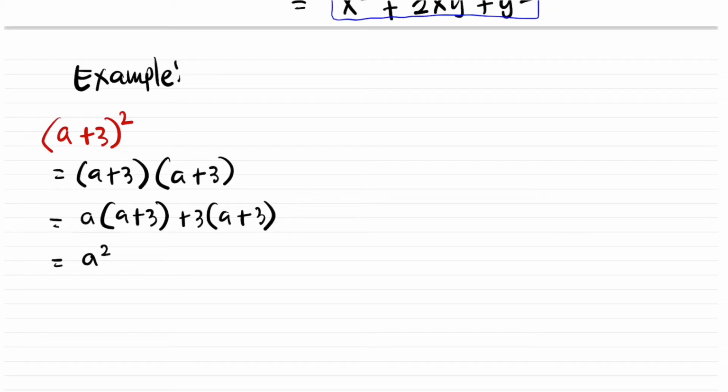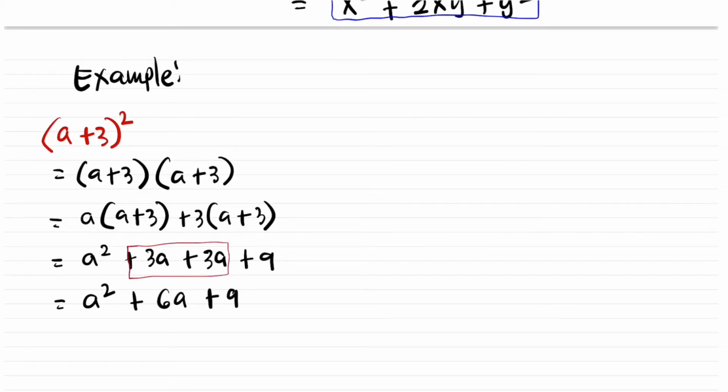Then we distribute, we use simplifying grouping symbols. So we have here a squared plus 3a, and then plus 3a plus 9. Again, combine like terms, we have a squared plus 6a plus 9. So again, we combine these two because they are the same.